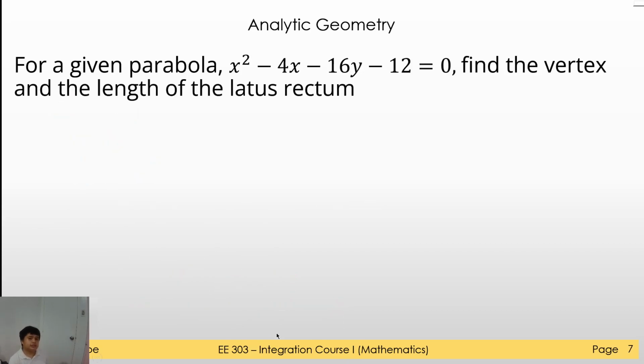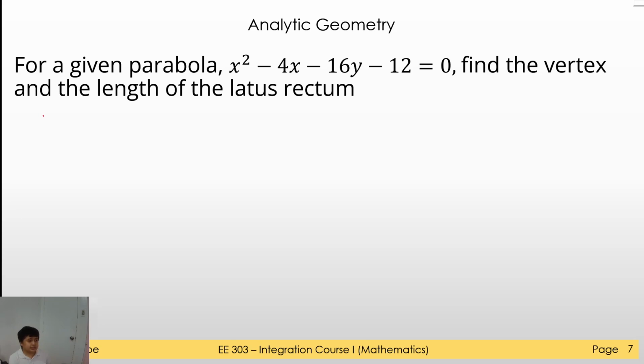Okay? So for a given parabola, find the vertex and the length of the latus rectum. So vertex and the length of the latus rectum. So what is the general form of, or actually the standard equation of the parabola? We have actually two different standard equations. It depends if it is a horizontal or a vertical parabola.